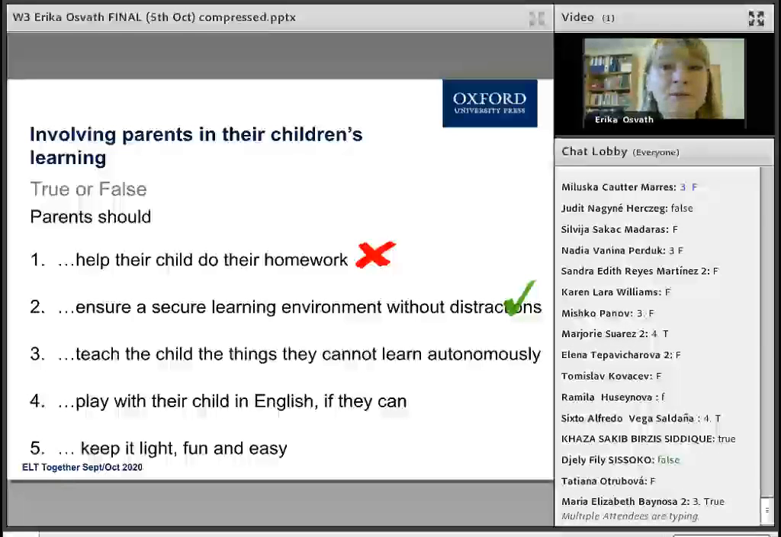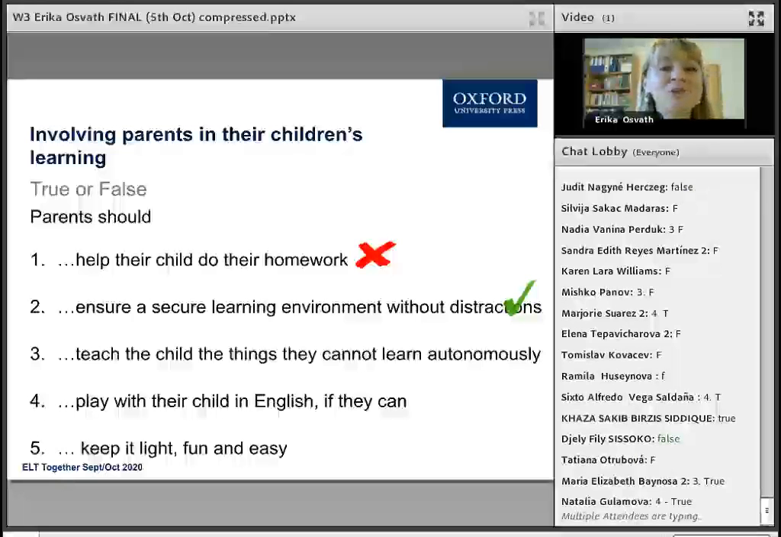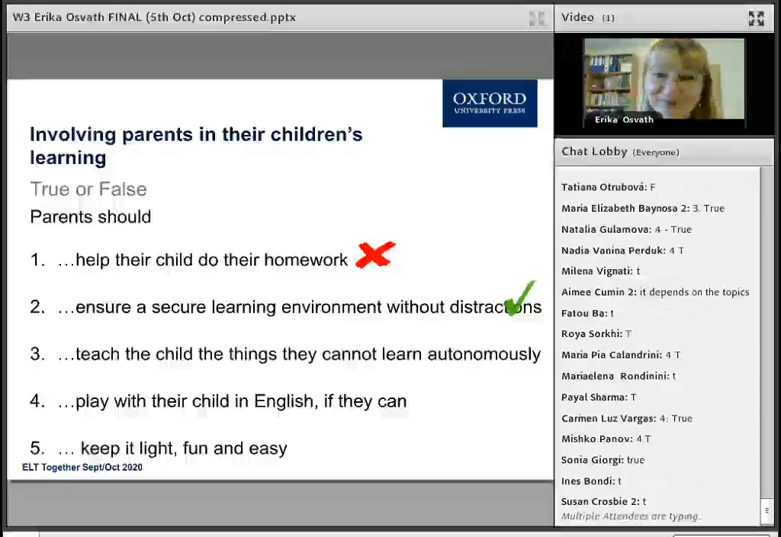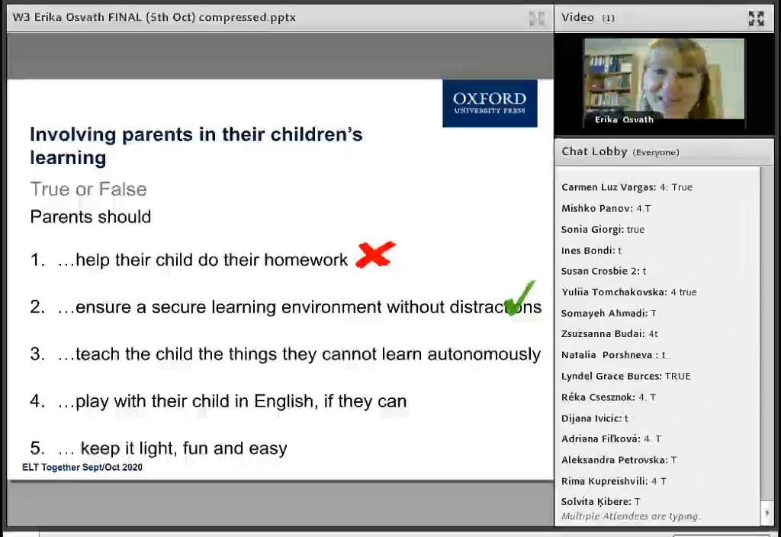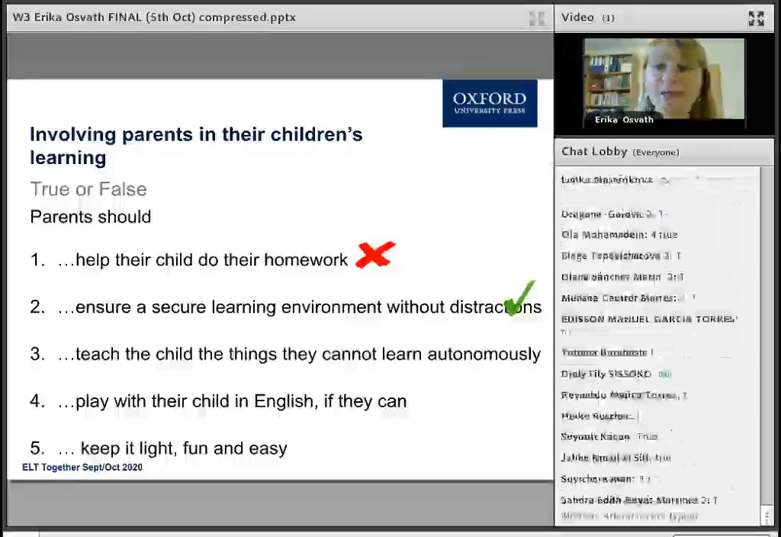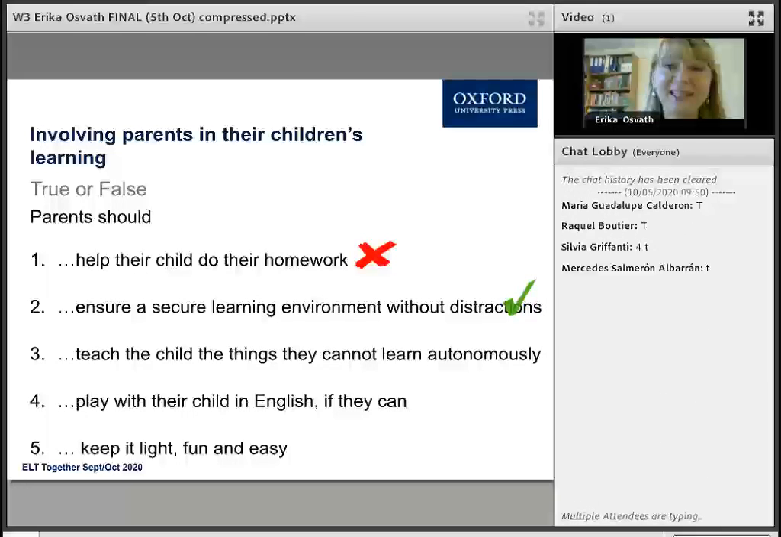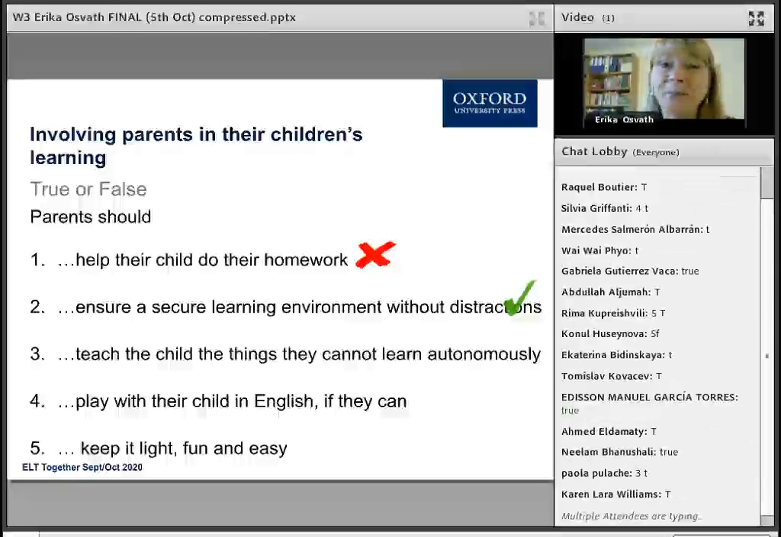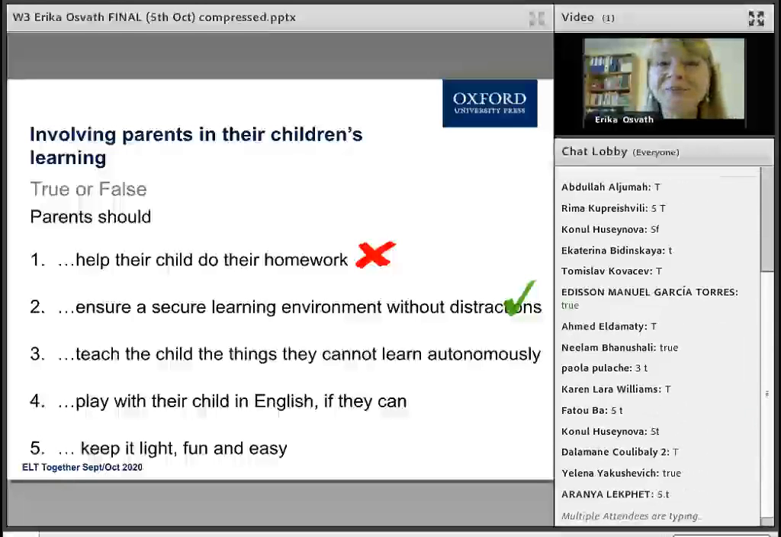Okay, number four. Parents should play with their child in English if they can. True. Yes. So if you get to communicate with them, just say, please just play with your child. Do nothing else. If you can, play in English, but if not, just play with it in your own language. That's the best you can do with your child.